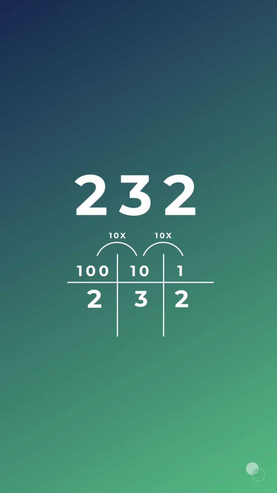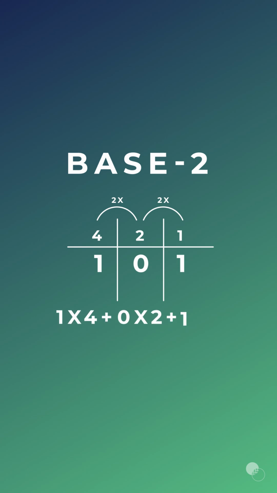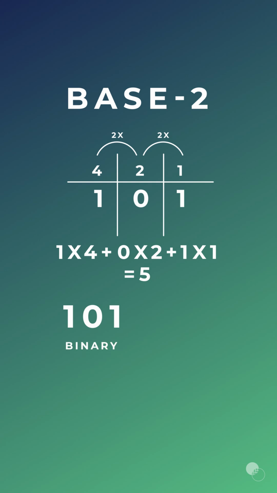So now let's consider a similar table, but this time in base 2. You'll notice the columns from right to left are multiplied by 2 each time. So if we input the binary number 101 into this table, we have 1 4, 0 2s, and 1 1, which when added up equals 5 in base 10. So 101 in binary is the number 5 in our everyday decimal system.